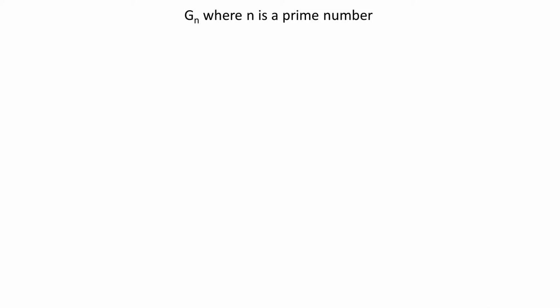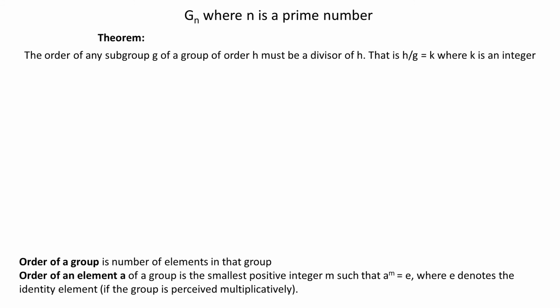Now we need to approach groups like G5 or G7. To do that, we need to get familiar with some theorem. The order of any subgroup G of a group of order H must be a divisor of H. That is, H over G equals K, where K is an integer.